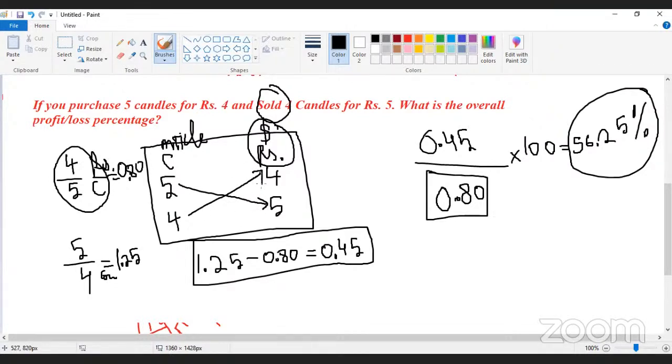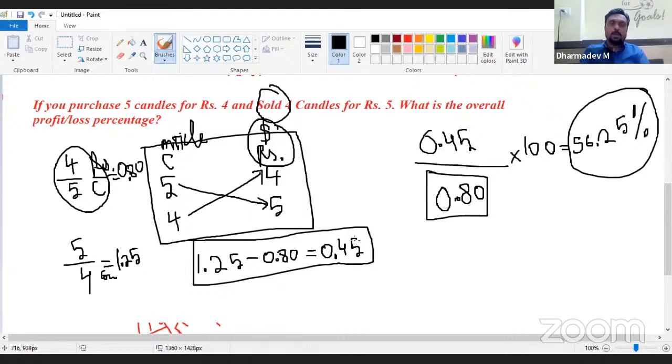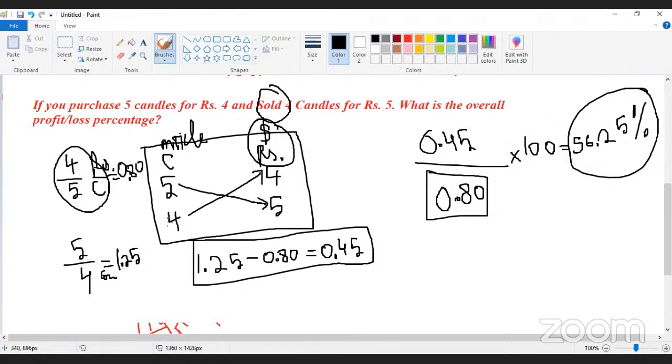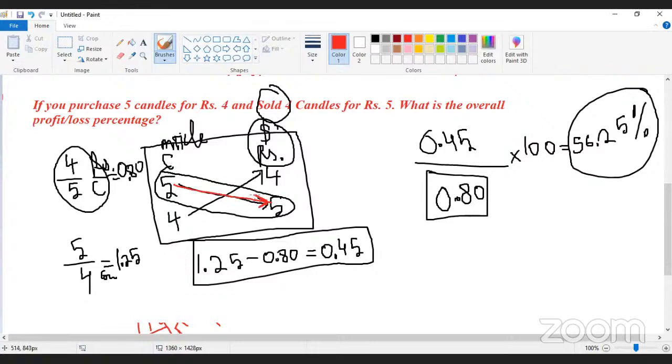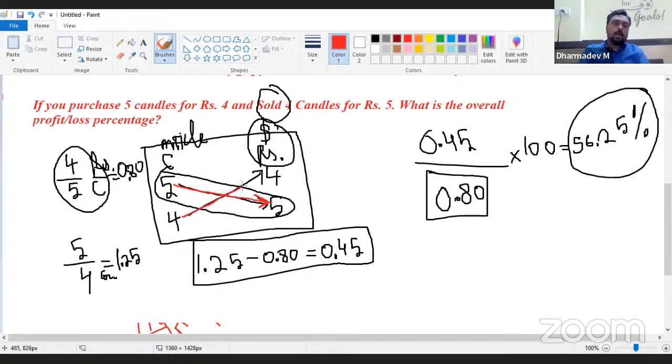There is not much logic with this, it's just a trick. I'm cross multiplying. Look here: candle of the first one, price of the first one, candle of the second one, price of the second one. I'm cross multiplying candle of the first one and price of the second one. Are you getting it? Yes. And candle of the second one and price of the first one, I will cross multiply. If I cross multiply, I get 25 and I'm getting 16.